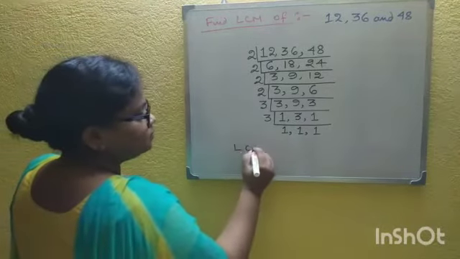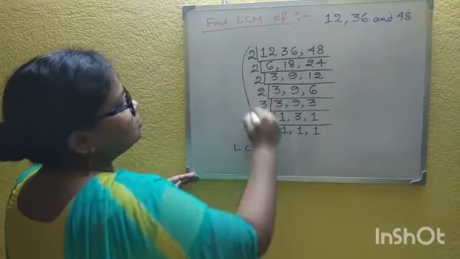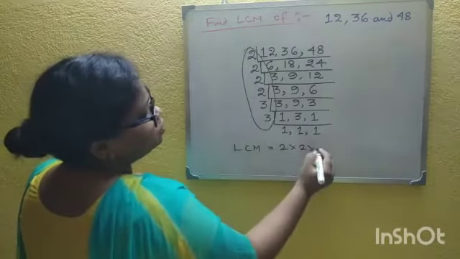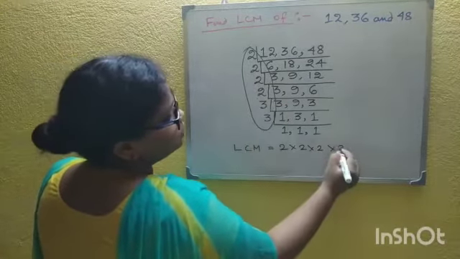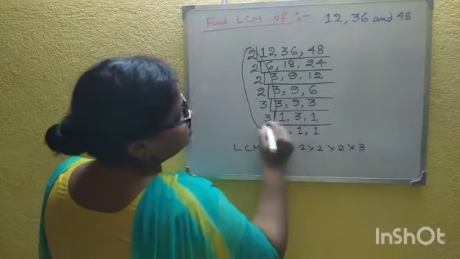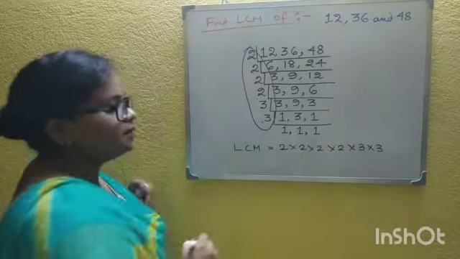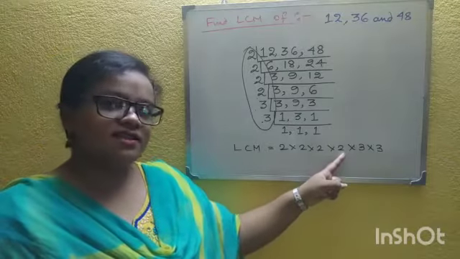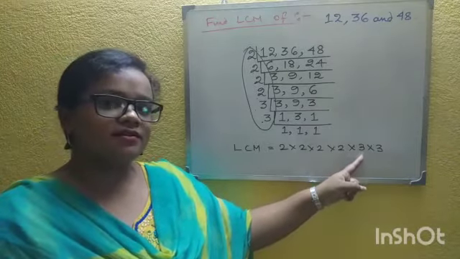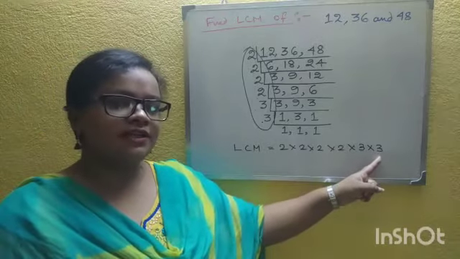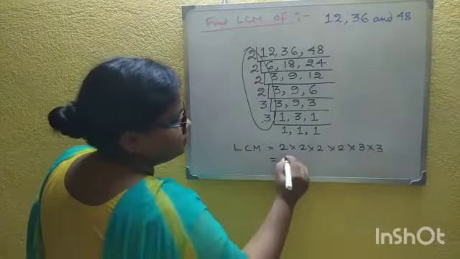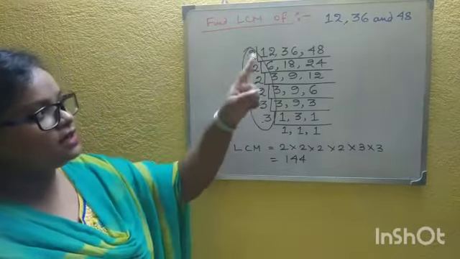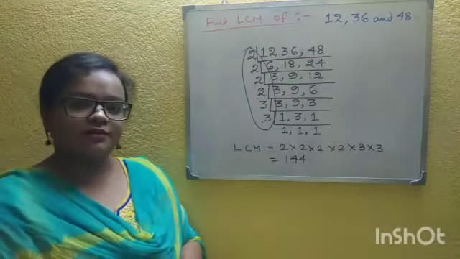Now LCM will be the product of the divisors, that is 2 into 2 into 2 into 2 into 3 into 3. Now multiply. 2 2s are 4, 4 2s are 8, 8 2s are 16, 16 3s are 48. 48 into 3 will be 144. So the LCM of these three numbers 12, 36 and 48 is 144.